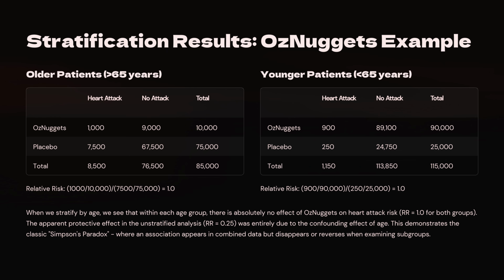So you can see the original reporting of a relative risk of 0.25 was completely washed out in the stratification method here of redoing the relative risk calculation based on age of greater than 65 or less than 65.